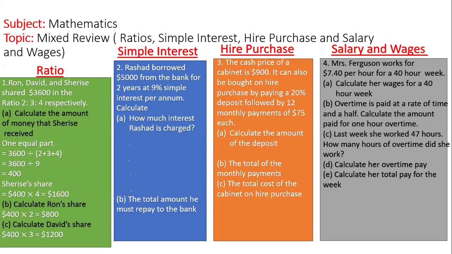But if we want to get Charisse's share, what do we have to do? Take 400 multiplied by 4. Very good. And that gives us what? 1,600. So 400 times 4 is 1,600. Okay, that's how we get that.